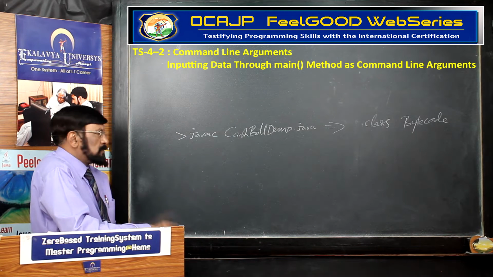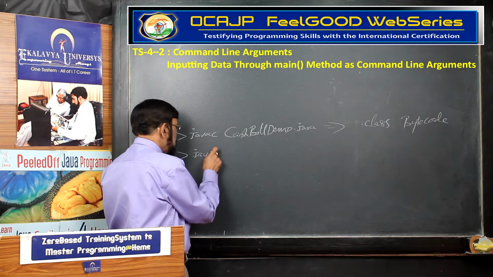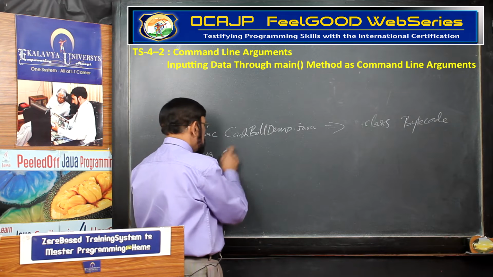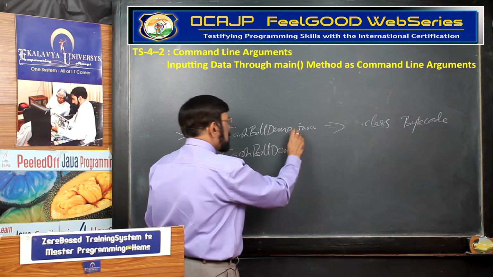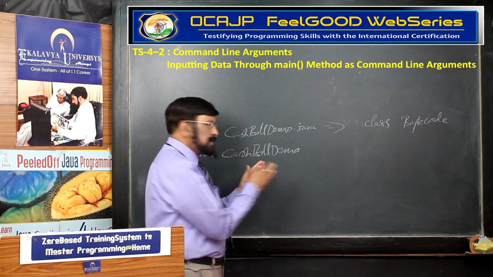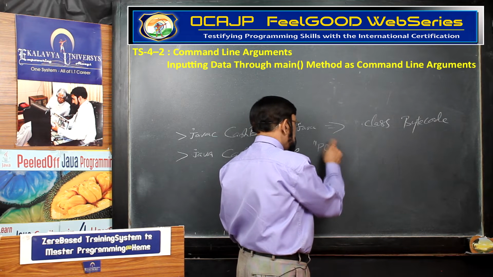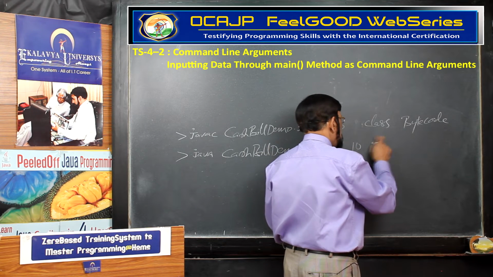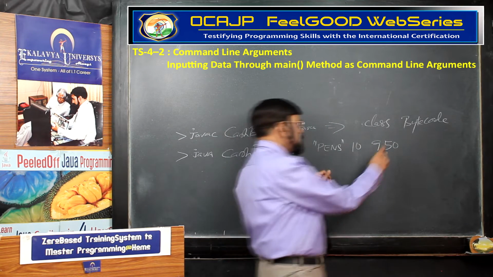Now compilation is over. Thereafter you have to interpret it. For interpretation purpose, the interpreter is java in lowercase, and then what you have to write? CashBillDemo. You should not write .java because this is not the source file. Okay. Now whichever inputs you are supposed to give the program, you have to give them. Now the same example only I am taking. Now what have I given? Pens 10 950. The F for 950 we need not give, otherwise you give also, nothing wrong.